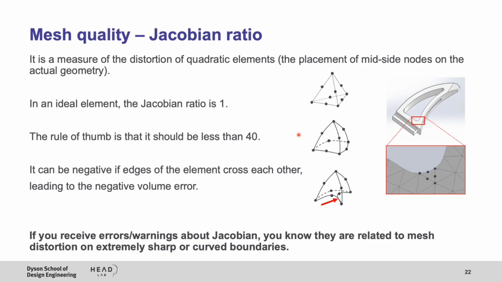It can lead to the error that is called the negative volume error, and this is when two edges of the element are crossing each other. For this situation, the Jacobian will be negative, which is not physical, and the software will crash. So if you receive errors or warnings about the Jacobian or Jacobian ratio, you know that they are related to mesh distortion on extremely sharp or curved boundaries.